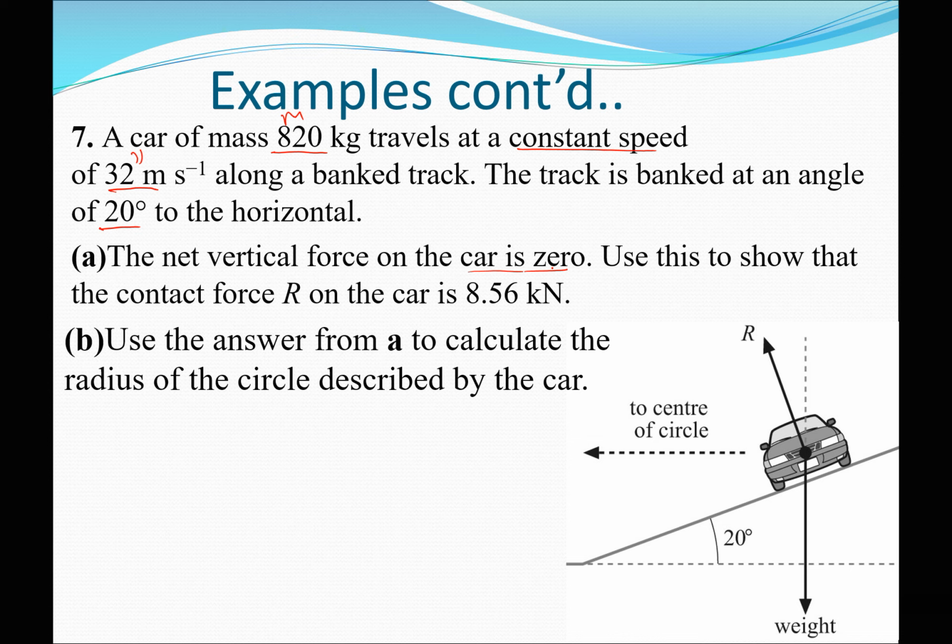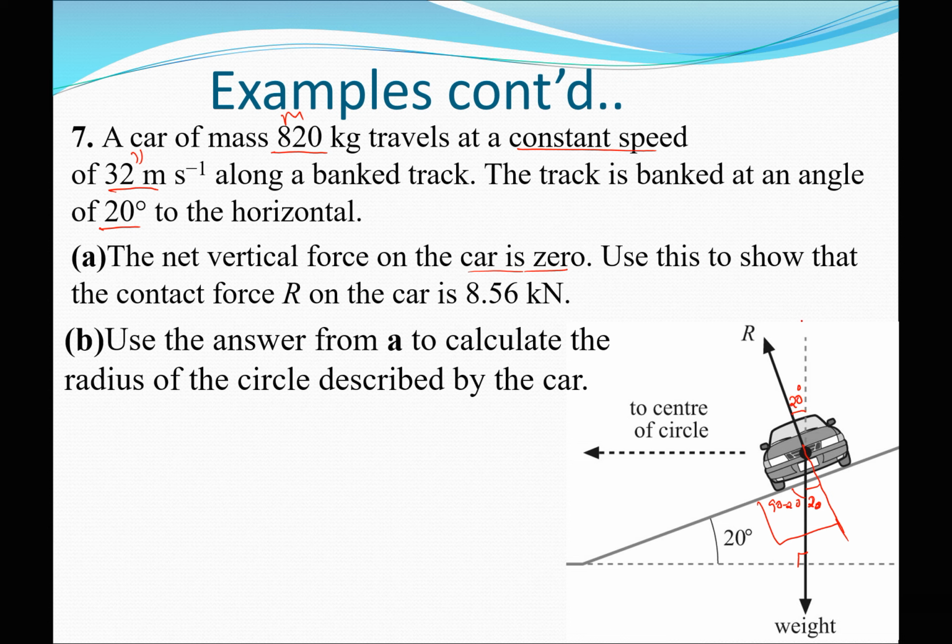What does that mean? When I resolve R to the vertical, it should be equal to the weight so that the net vertical force is 0. So if this angle is 20 degrees, let me take this further. This angle is going to be 90 minus 20, so if this is 90 minus 20, this is going to be 20 because the whole of this angle here is still going to be 90. So this angle is also going to be 20 degrees.